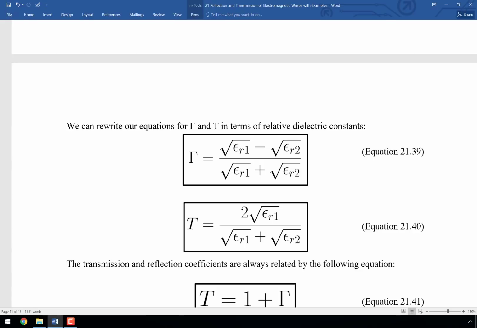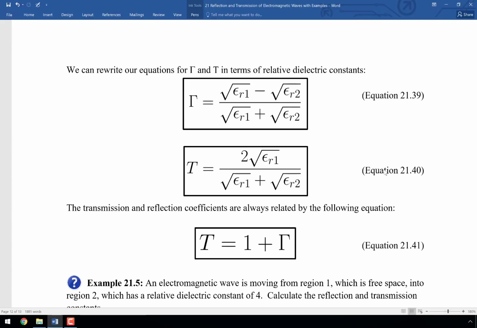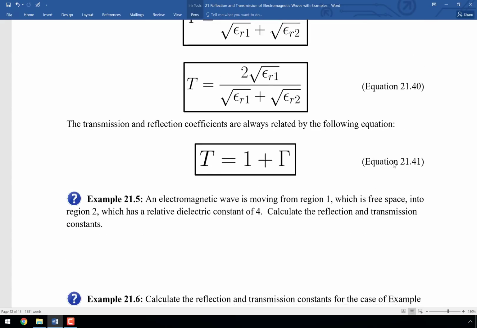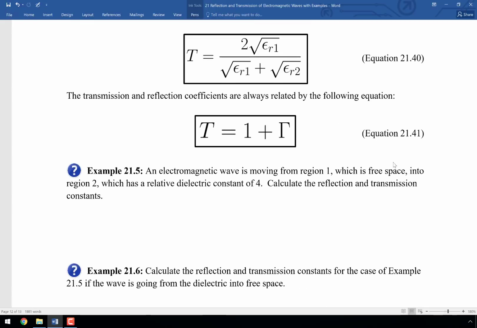And again, it would have taken a little bit of extra algebra to get there, but it's not too bad. And then finally, the transmission and reflection coefficients are always related by that equation. So t is always equal to 1 plus gamma. That's a really good way to check your answers. I made a mistake in one of the examples you're about to see, and I was able to catch it because I knew that that third equation was true.